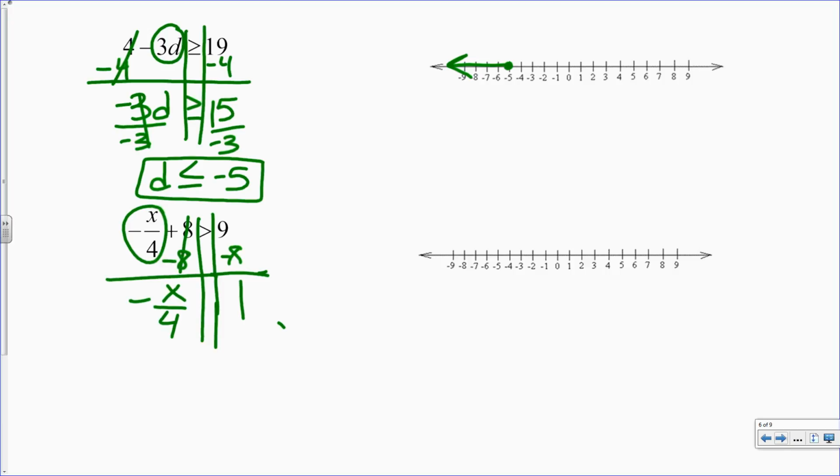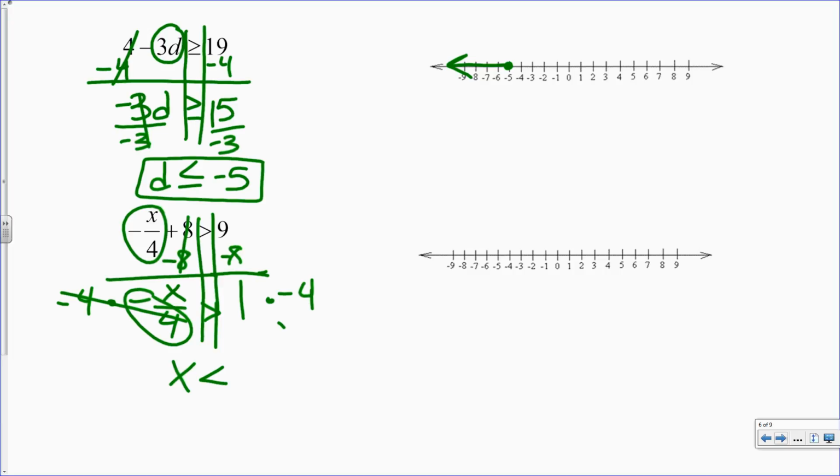Now this really means you've got x divided by a negative 4. Keep the negative with the 4. So we're going to multiply by a negative 4. And these are gone. Now I forgot to bring down my sign here. It should have been greater. I just multiplied by a negative though, so I need to switch it to less than.